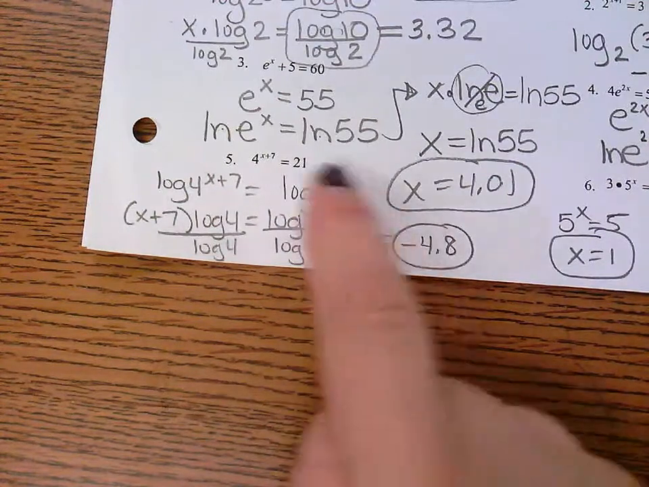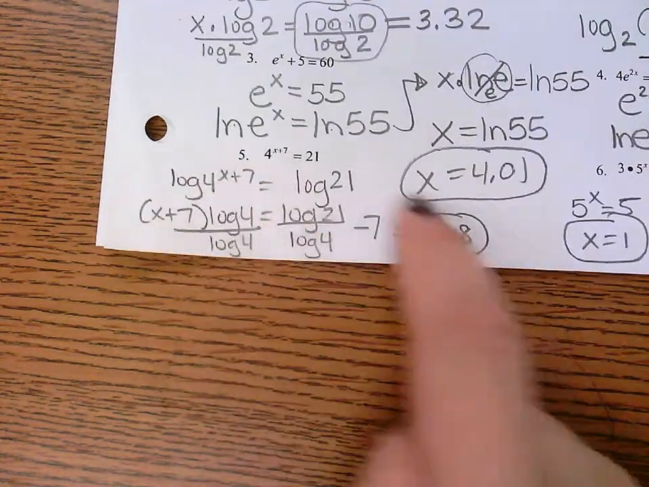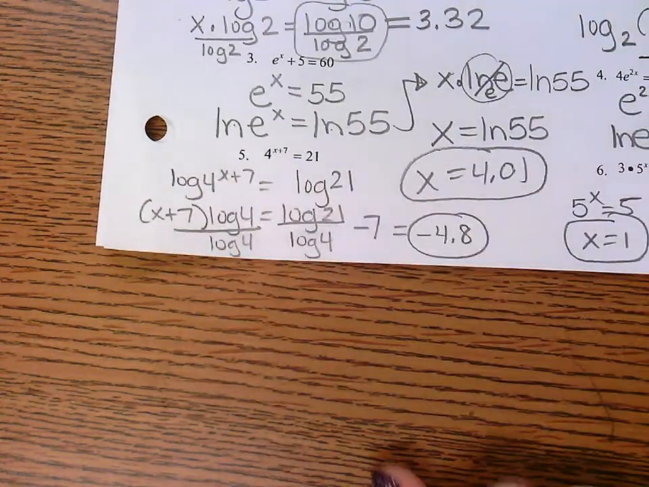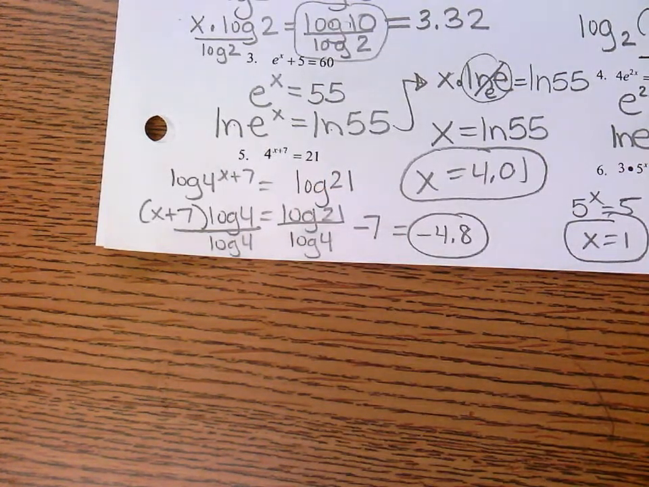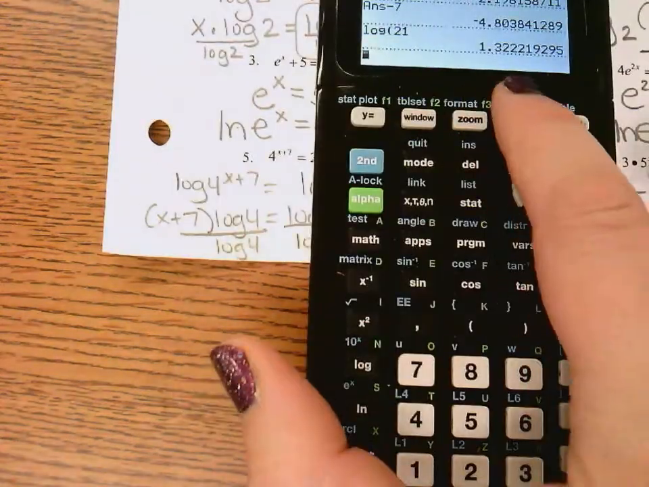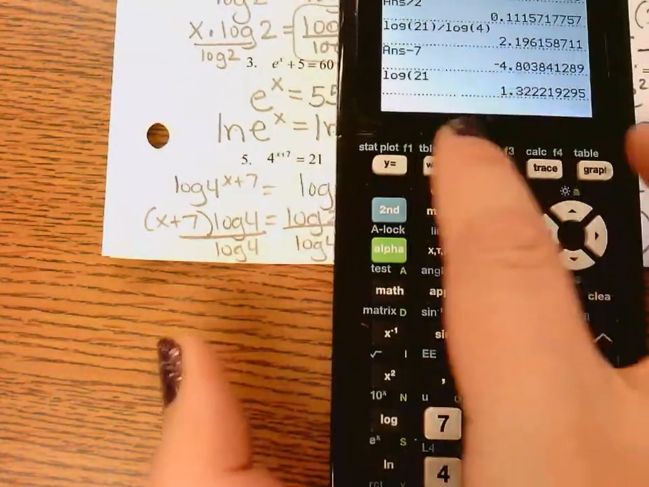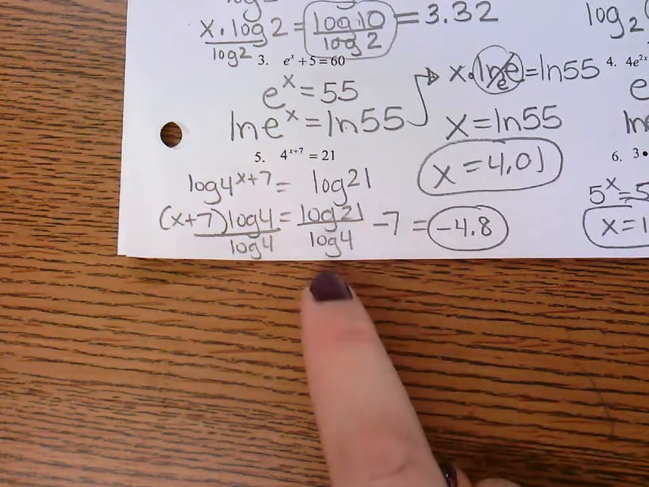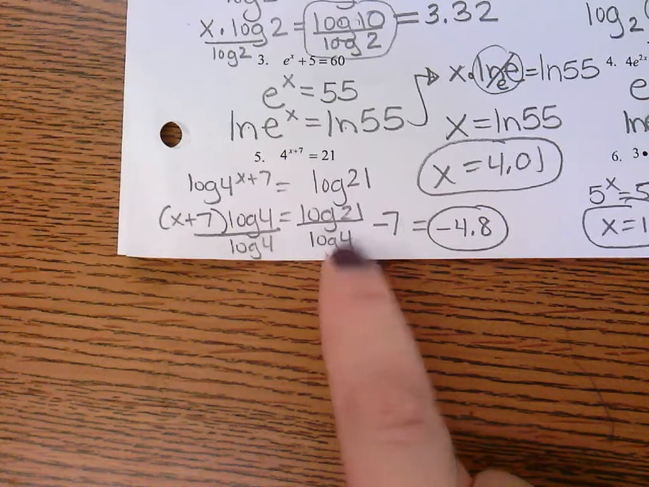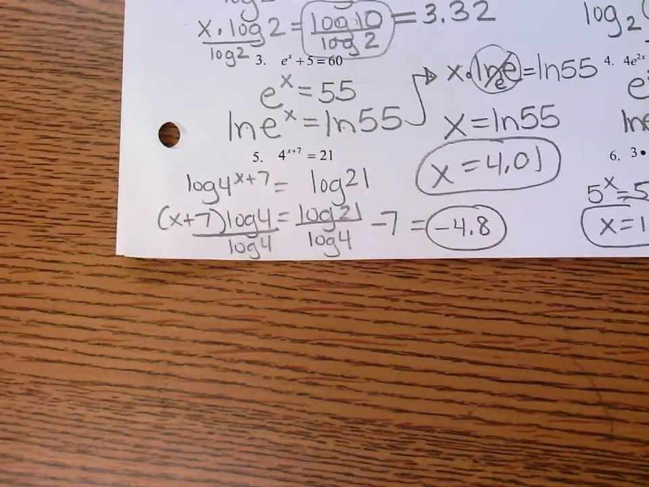So when I do logs, I don't write down all my steps in between because it's all decimals. The log of 21 is a number. Why write down that the log of 21 is 1.322? How does that help you? So I just leave it as the log of 21 on my paper. That's a number. The log of 4 is a number. Subtract 7, negative 4.8.